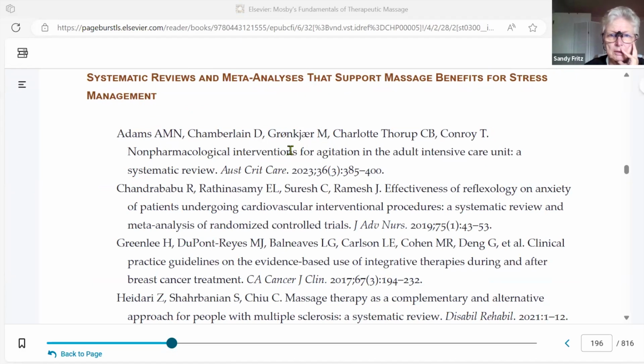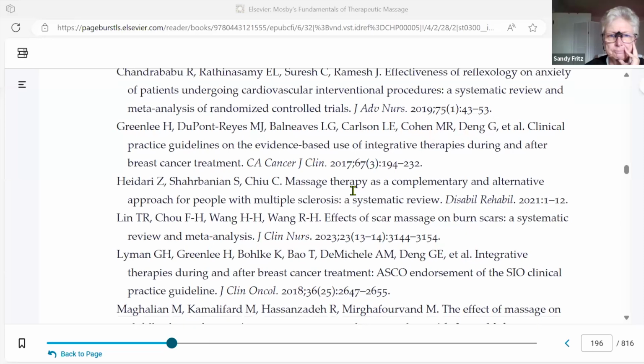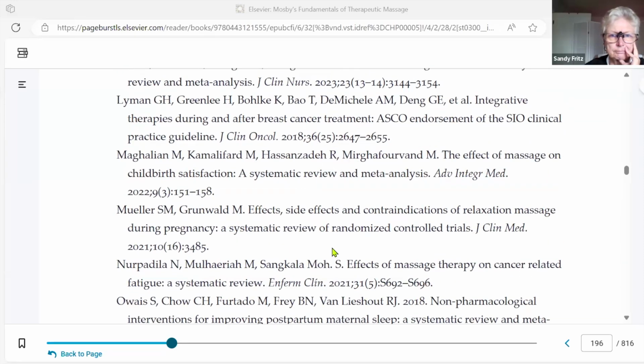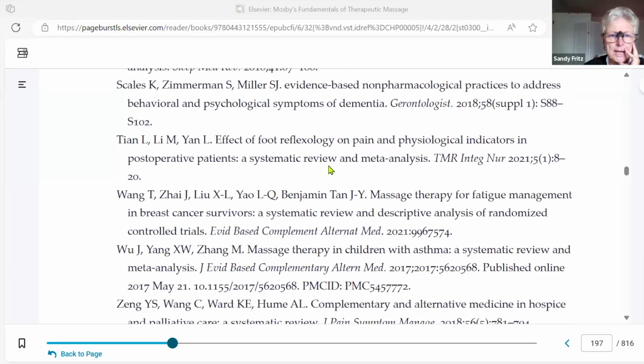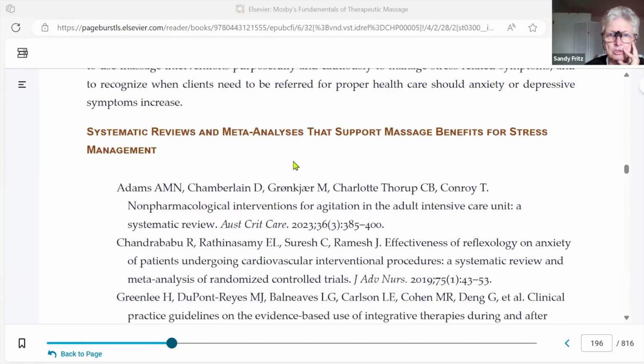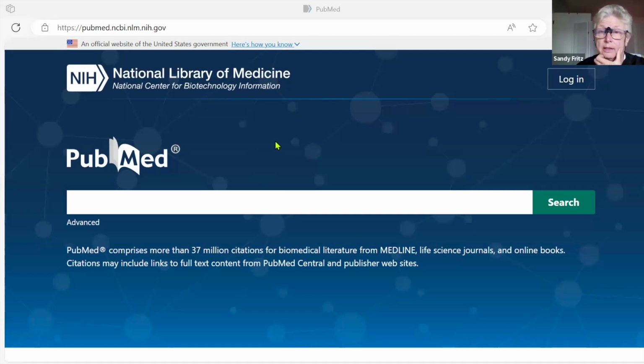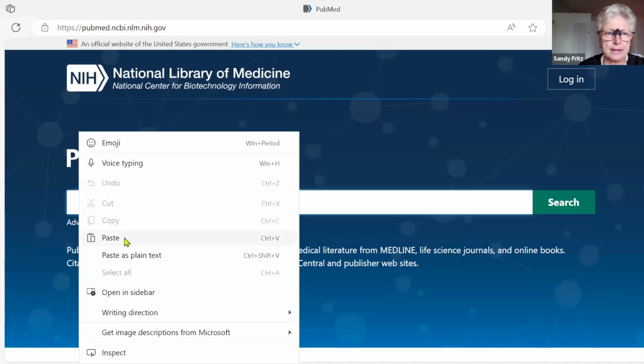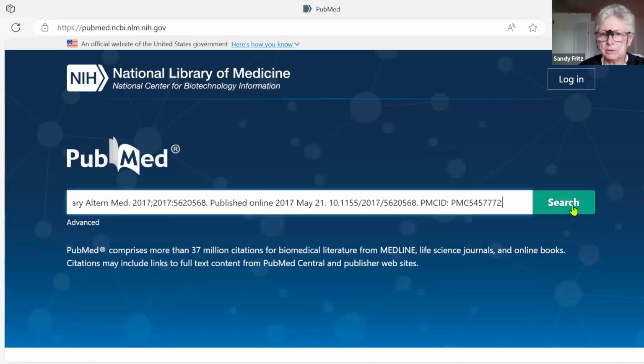And this one, I was able to find some very current research around this. All right, and quite a lot of research. So good support for massage therapy and stress management. So what I've done is opened up PubMed and I copied one of the systematic reviews for stress management, and I'm going to paste that in here, and I am going to search.